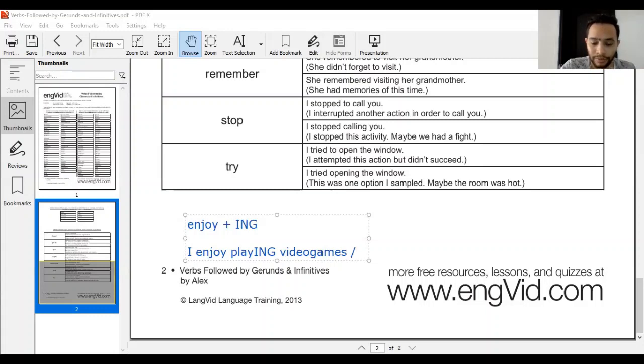Now, what happens if you guys do the following? I enjoy to play video games. What happens if I say this? Is that correct? What do you think? Is that right? Does it make sense? Maybe it makes sense to you if you translate it.